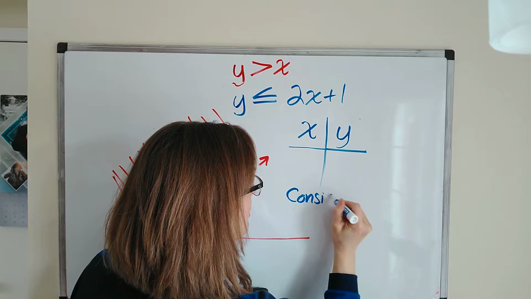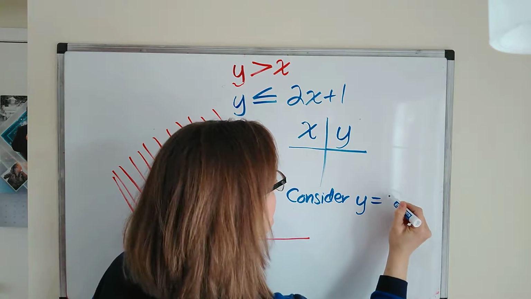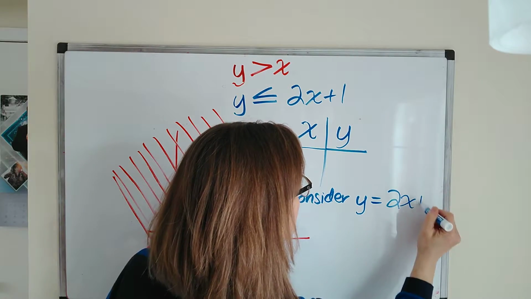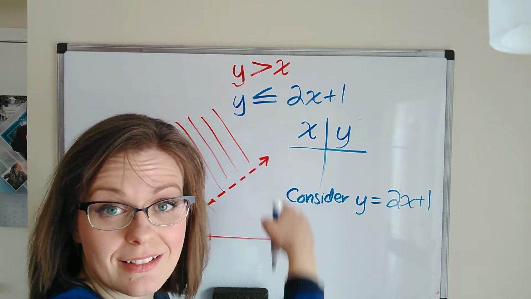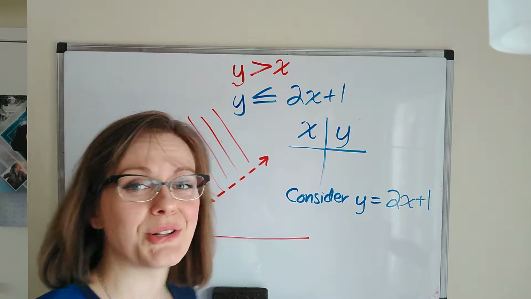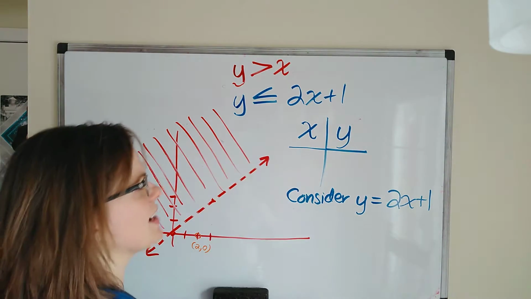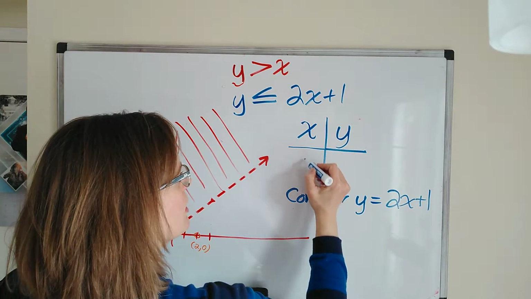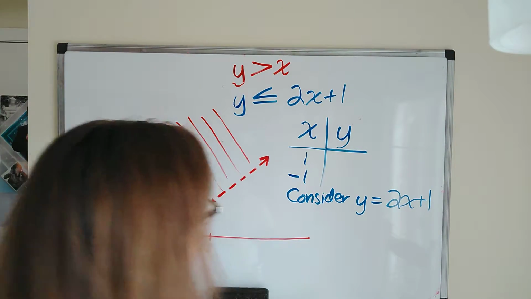Consider y is identically equal to 2x plus 1. That's going to give us our points to create our line to get started graphing the solution set to the linear inequality. Okay, so pick a couple of values for x. I don't know, maybe 1 and negative 1. The choice is up to you.